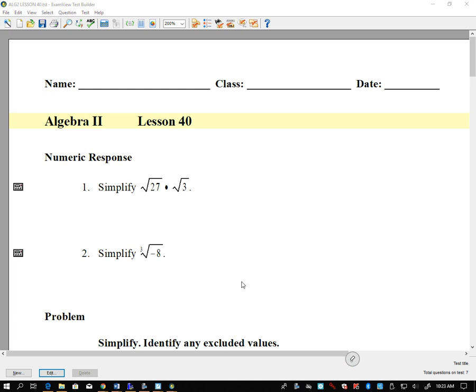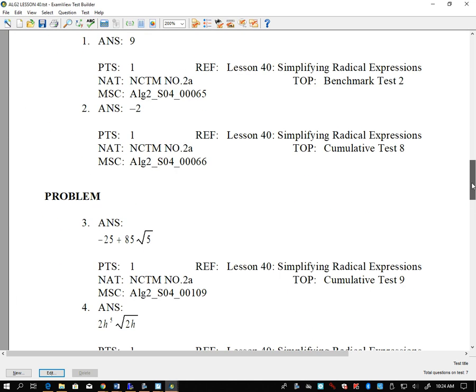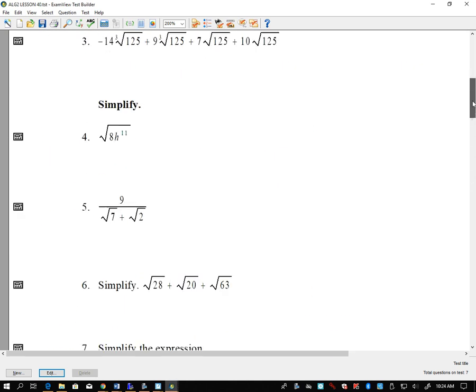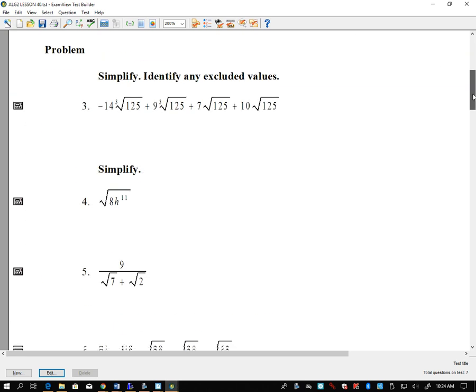All right, cube root of negative 8. Cube root of negative 8. Let's see. Let's go ahead and look. Negative 2, you say? Negative 2. Good job. Okay.